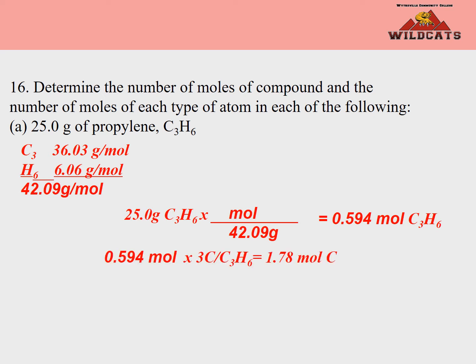So if I want to find the moles of carbon, there are 3 carbons in the C3H6, that conversion factor I've created. We're going to see a couple more of those when we go to balanced chemical equations in the next chapter. And then if you notice, we've got 6 hydrogens, so I take the 0.594 multiplied times 6, and I end up with 3.56 moles of hydrogen. So if you notice, you find the moles of the whole compound, and then you can find the moles of the individual elements.